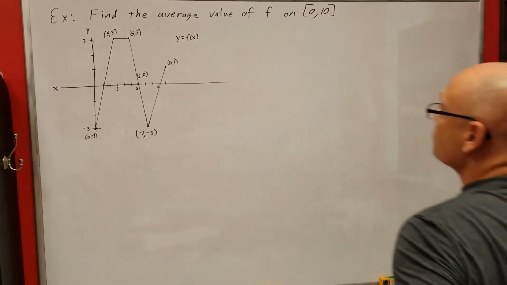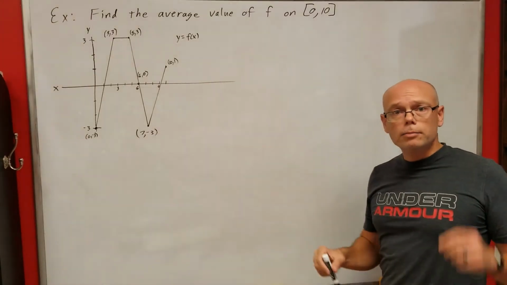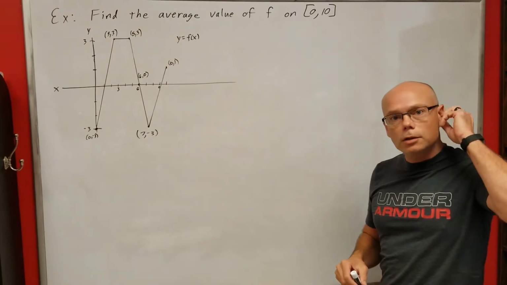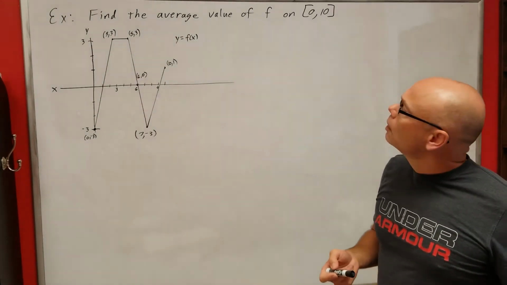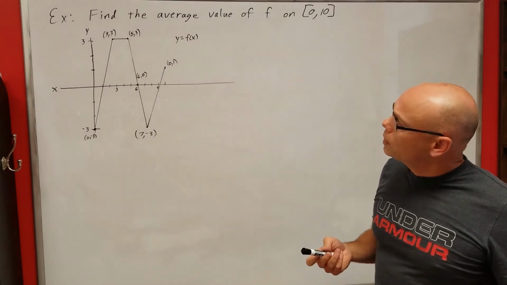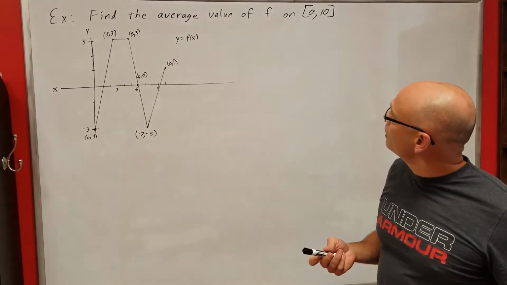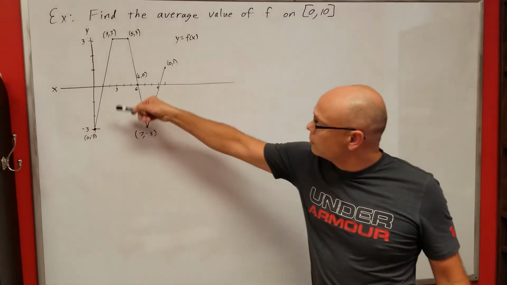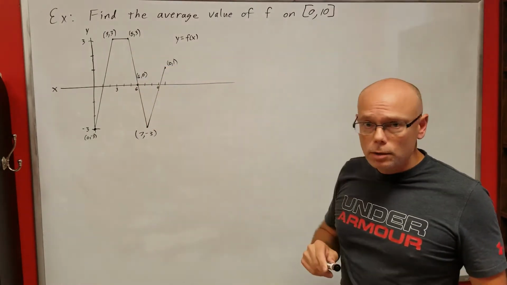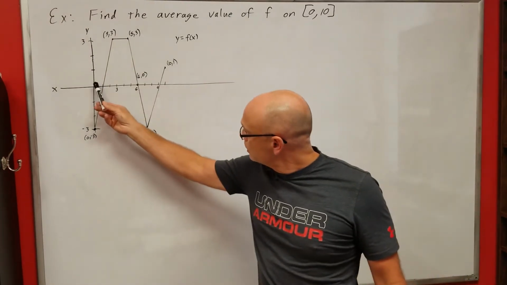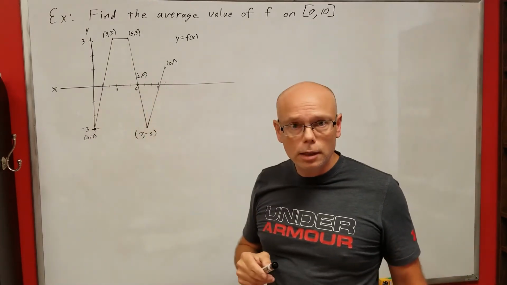Alright, I said in the last video I was going to do this projected down on paper. Well, it wasn't coming out too good like that, the lights and so forth, so I'm just going to write small on the board. Alright, so the last example here for section 5.8 is: find the average value of this function y equals f of x, this graph right here, on the interval from 0 to 10.